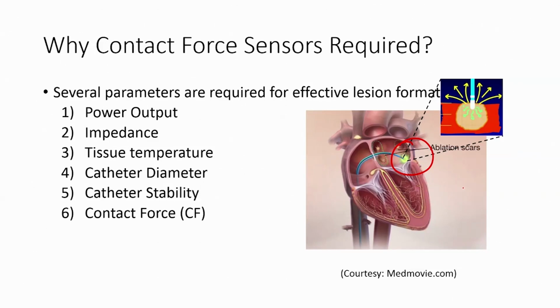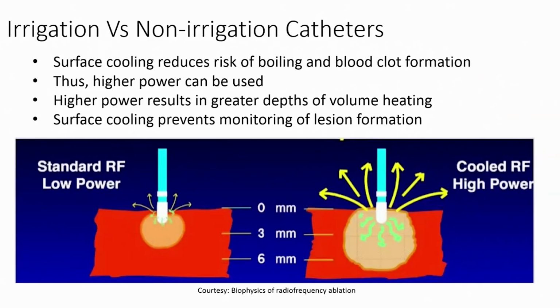It depends on how much power output there is, how much impedance there is, what the temperature of the tissue is, what the catheter diameter is, what its stability is, and what the contact force is. So many parameters are required to understand and to get effective lesion formation. Now, irrigation versus non-irrigation catheters.